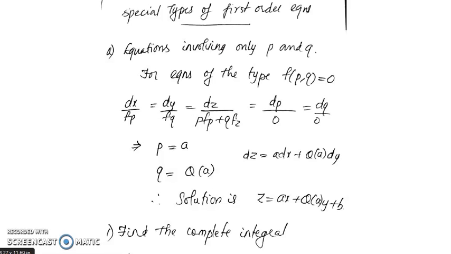Good morning, dear students. In today's class we'll see special types of first order nonlinear equations and how to solve them using Charpit's method. The first type is equations involving only p and q. In general Charpit's method, f is a function of x, y, z and p, q. Now if f reduces to a function of p and q only, Charpit's method becomes much simpler. The derivatives are simple to calculate, so you can directly solve your equation.